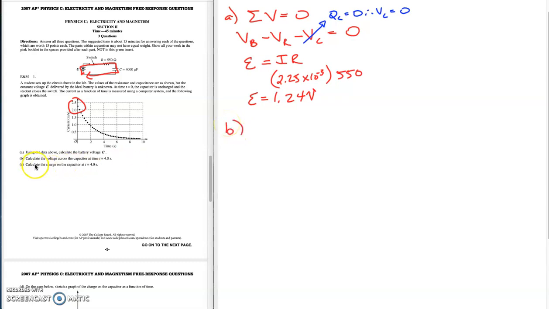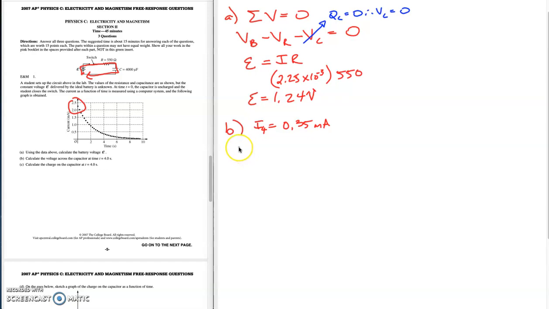All right, part B. The voltage across the capacitor at time t equal to 4. Okay, so we come over here to t equal to 4 and we take a look at the current. And I'm going to guess that that current is 0.35 milliamps. Again, this is going to be something that you have to read with your eyeballs, so you might get something a little bit different than the 0.35 milliamps.